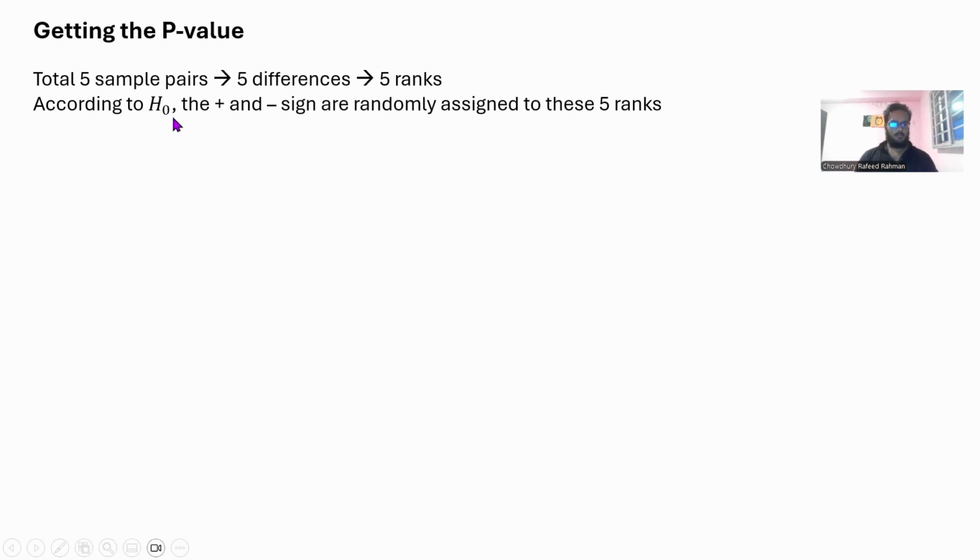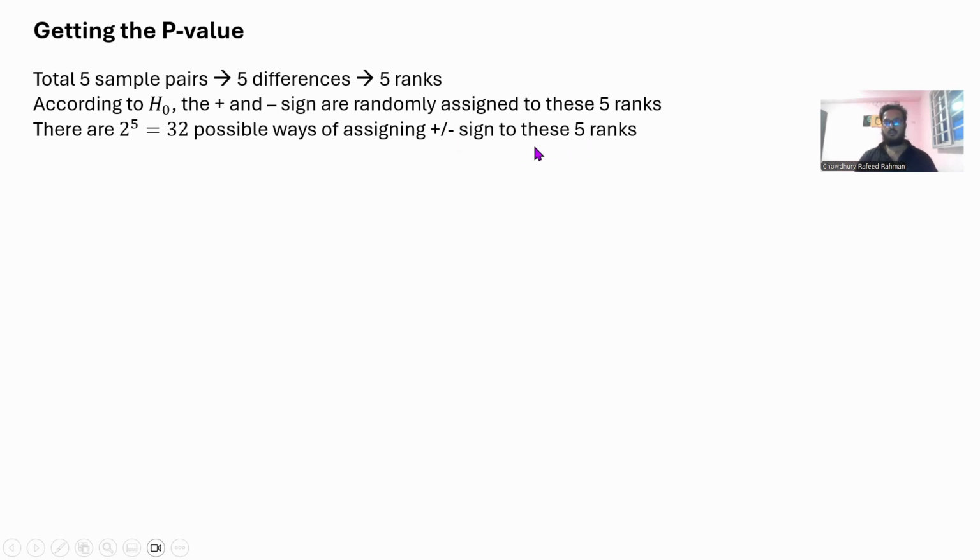According to the null hypothesis H0, where we are saying that there is no difference, the plus and minus signs are randomly assigned to the 5 ranks. It should be randomly assigned according to H0, not according to reality. So the question is, how many possible ways can we assign plus or minus sign to the 5 ranks? If you have done your permutation combination courses, you know that the answer is 2 to the power 5, equal to 32. So there are 32 possible ways of assigning plus or minus sign to these 5 ranks.